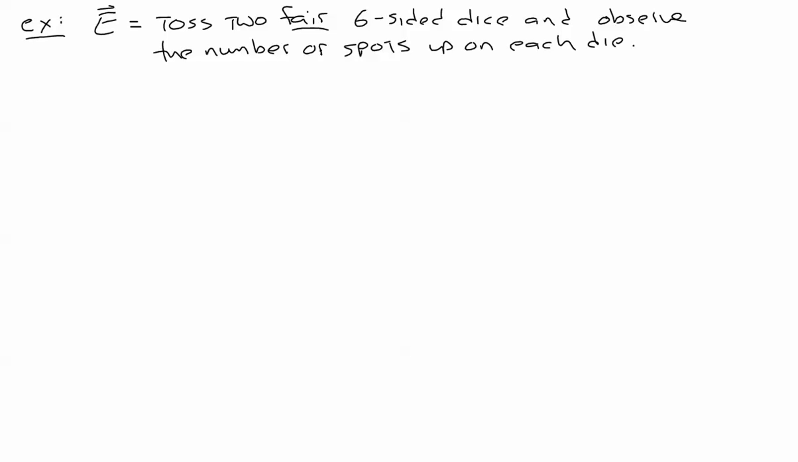Alright, I'm going to toss 2 fair 6-sided dice and observe the number of spots up on each die. The sample space is going to have 36 equally likely outcomes. Equally likely outcomes. And I'm going to denote my outcomes this way. Alpha sub i j. This is an outcome.